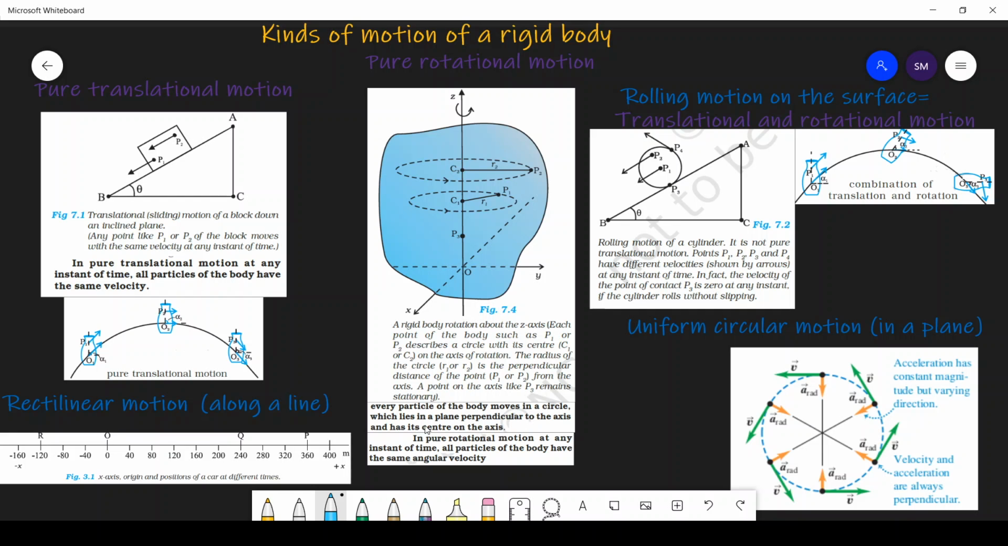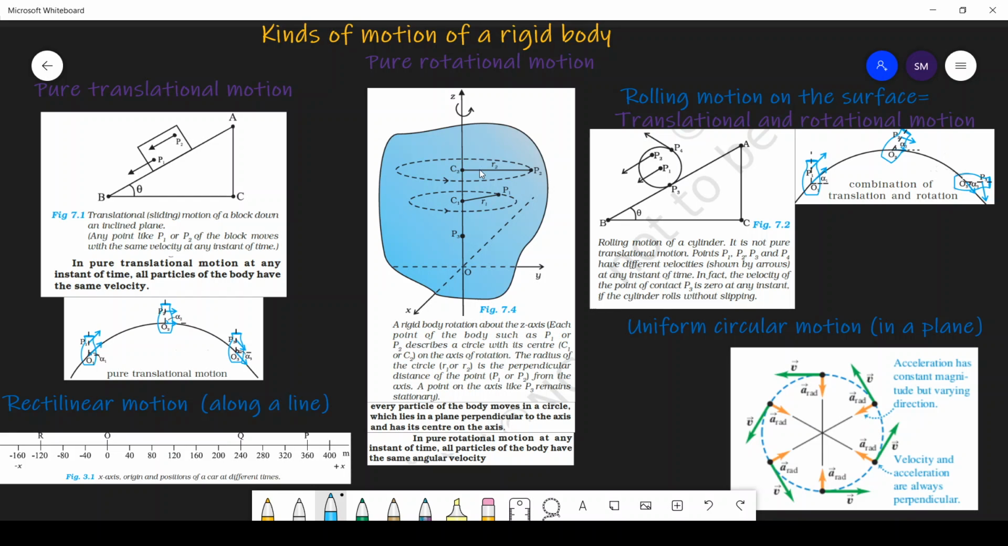In pure rotational motion, every particle of the body moves in a circle, and that circle lies in a plane perpendicular to the axis of rotation, and the center of the circle also lies on the axis. So in pure rotational motion, at any instant, all particles of the body have the same angular velocity, whereas they have different linear velocities, but the angular velocity is the same.